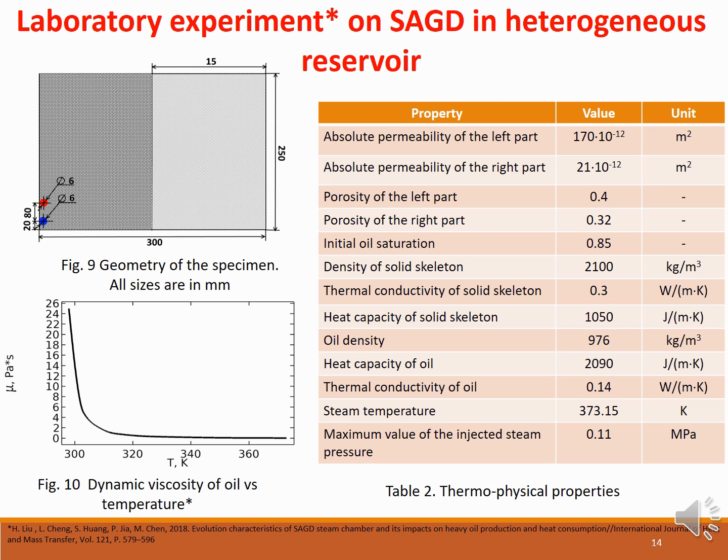The second experiment is steam-assisted gravity drainage in a heterogeneous reservoir. It is taken from the work of Leo and others. The size and geometry of the reservoir are given in Figure 9. A specific feature of this experiment is the inhomogeneity of the reservoir in the horizontal direction, which is achieved by two different types of sands. Injection and production wells were placed in the area with higher porosity and permeability. Properties of the materials are given in Table 2. The dependence of dynamic viscosity upon temperature is presented in Figure 10.